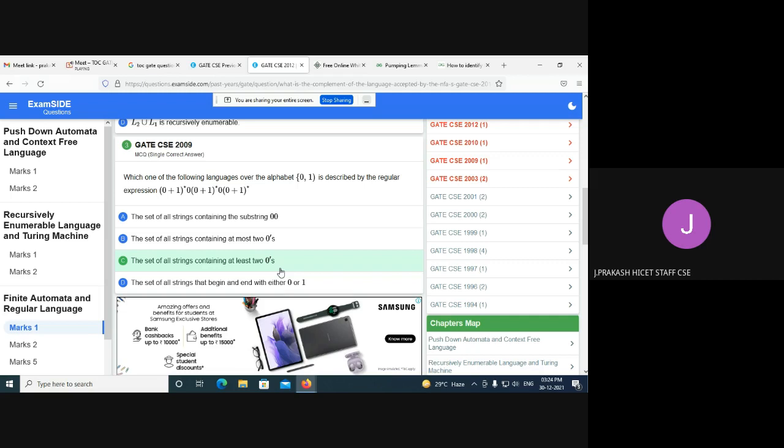And next choice 1, A. So choice 1, set of all strings containing substring 0 0, which is not a substring.